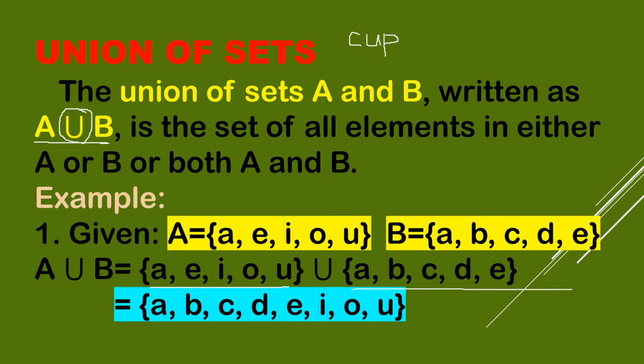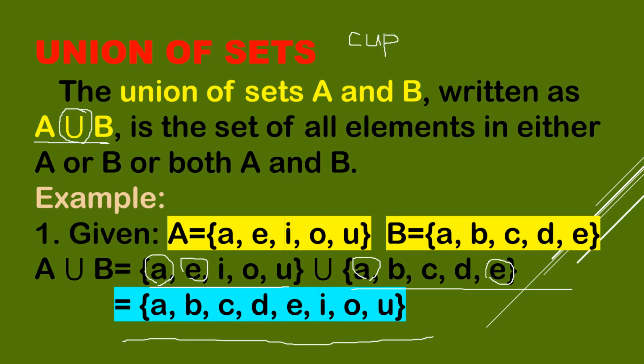Kung napapansin natin, si element A ay present kay set A at saka kay set B. Ganon din ang element na E. Okay? Present din siya kay set A, at the same time, present din siya kay set B. But, according sa definition ng set, we list the elements only once. That's why, hindi na natin inuulit yung pagsusulat sa kanila dito sa ating pagko-combine. So, therefore, this is our final answer.